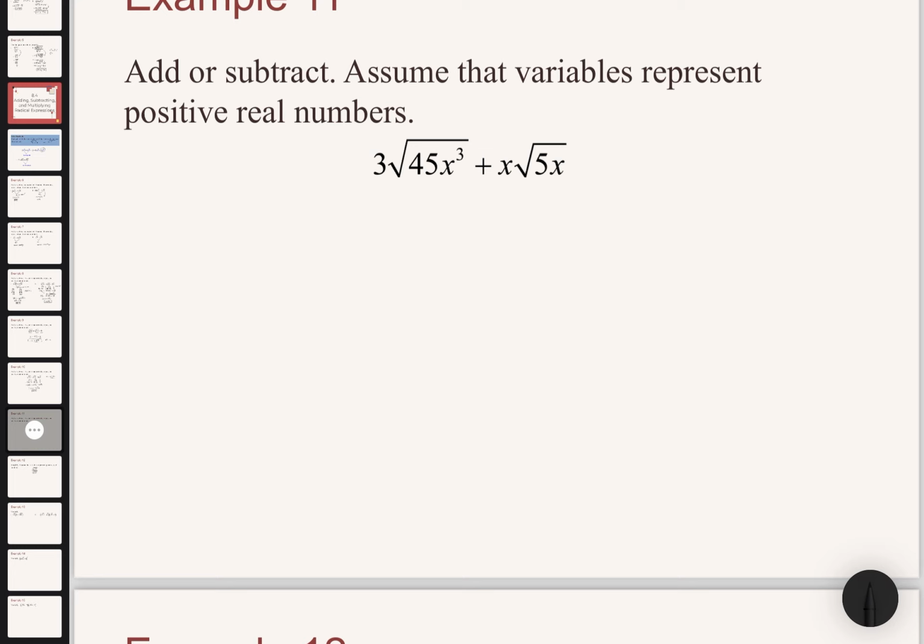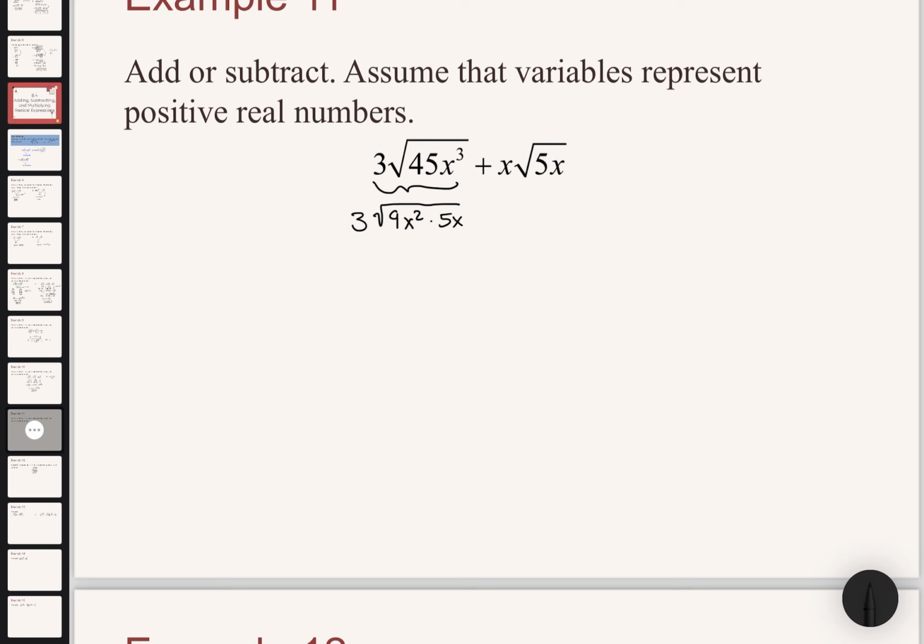So this first one, I'm going to rewrite this one right here. I know that 45 can split up into 9 and 5. And I know that x cubed I can also rewrite. So I want to keep my perfect squares up front. So 9x squared I'm going to keep up front. And then 5 and the other x. That's going to be my second term here.